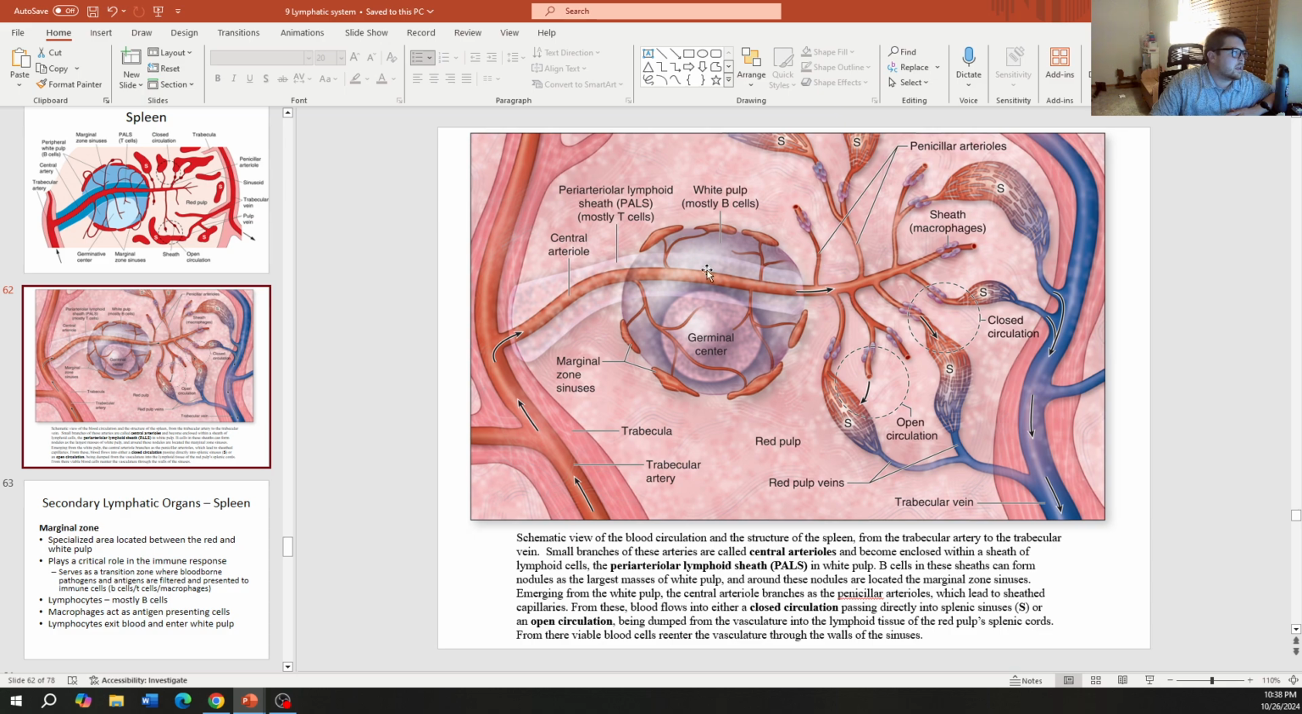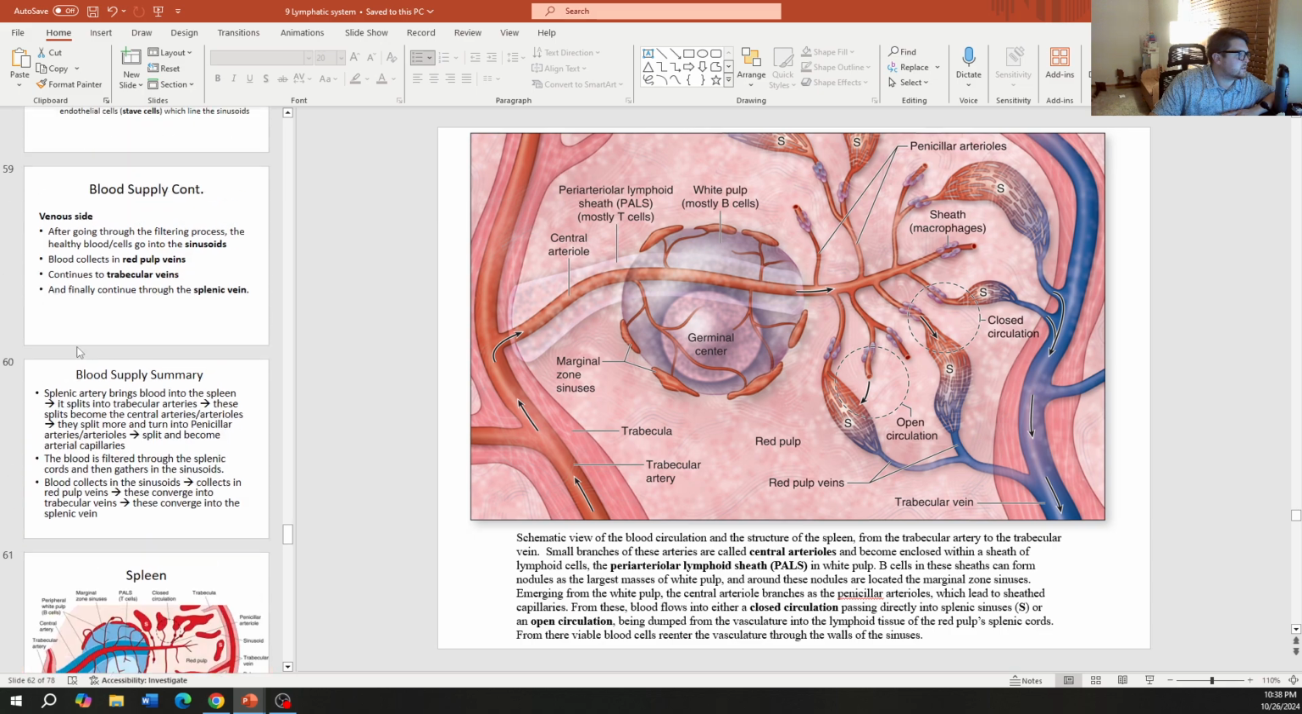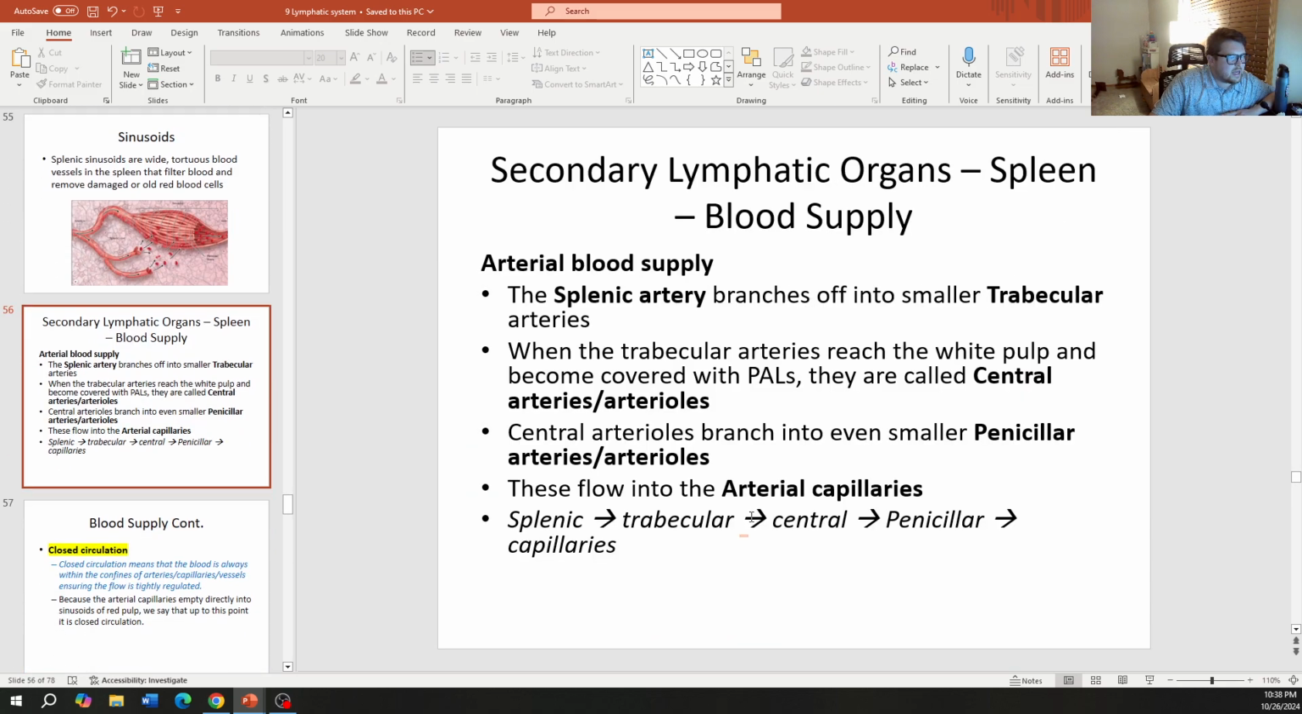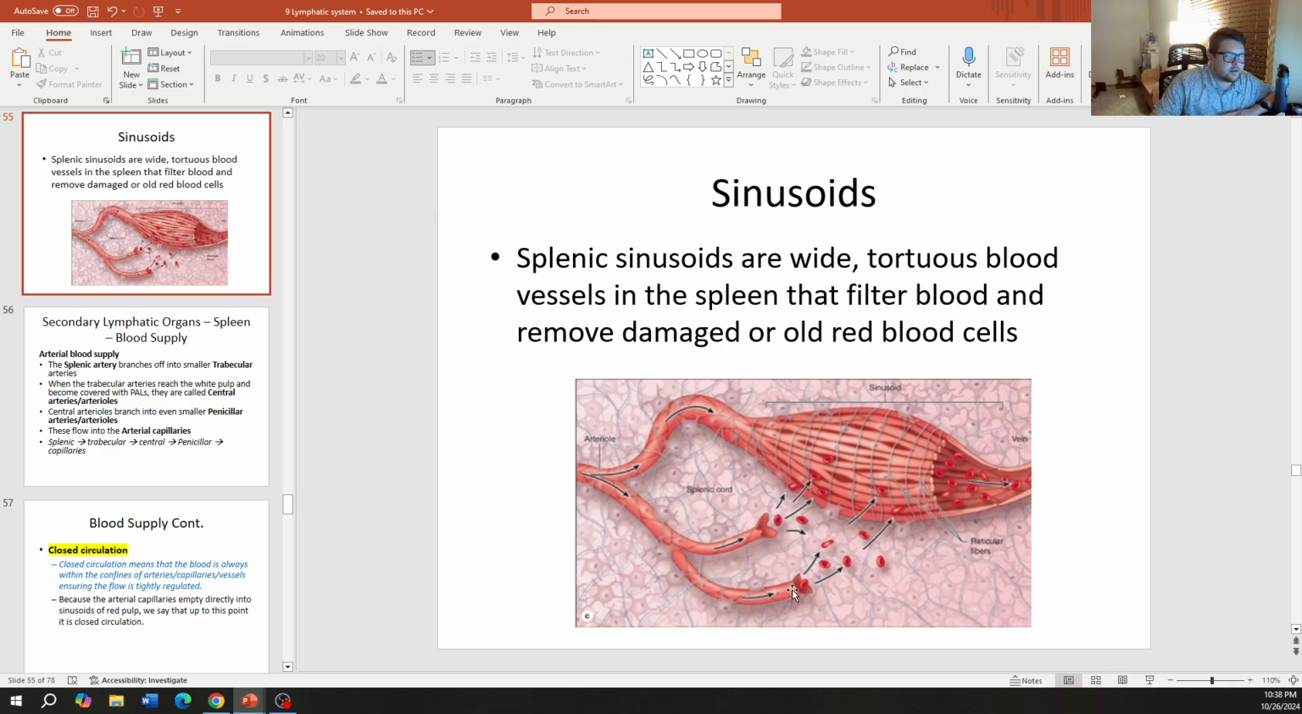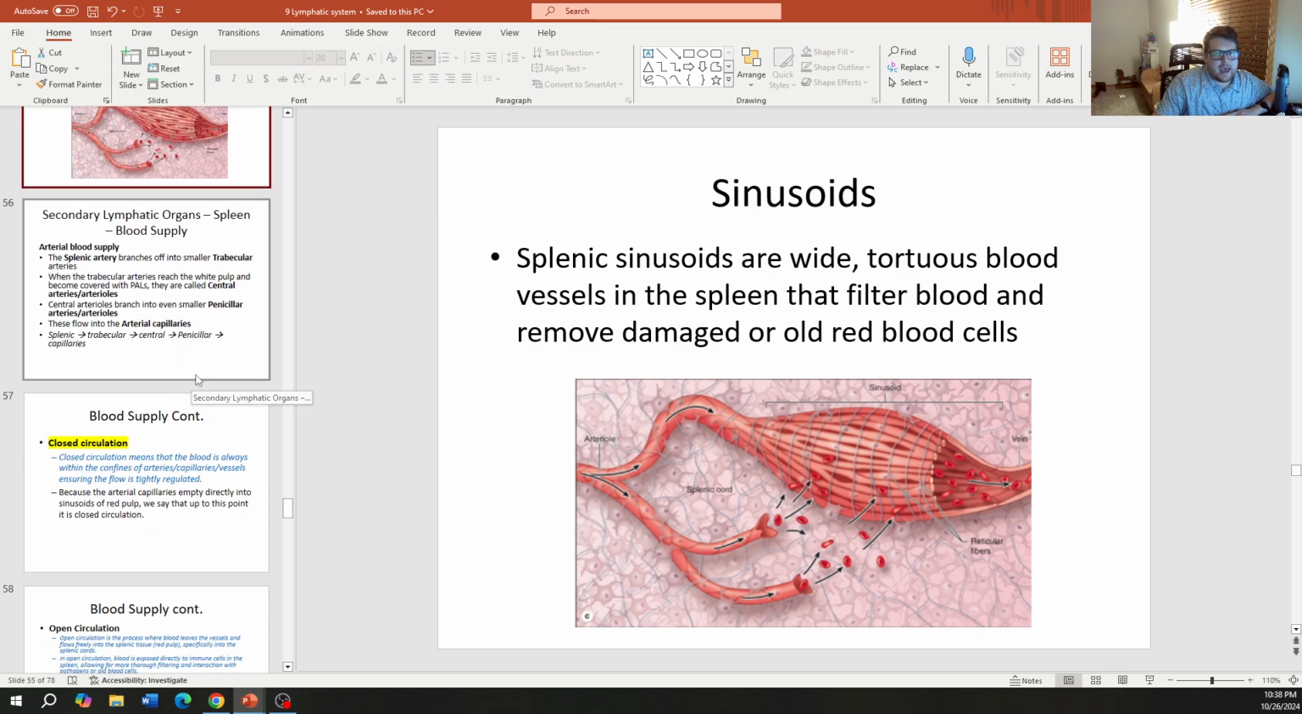Here we go. So here we have the trabecular artery, the splenic artery coming in and splitting into the trabecular artery. When it gets to that sheath, that PALS, it's now the central artery and goes through. Here's our white pulp made up of all of those immune type cells. And then it splits into penicillar arteries, gets smaller and runs into capillaries. See how these portions, we saw it in this picture too, kind of run into nothing? There's no continuous vessel that it attaches to. This is where the filtration happens.